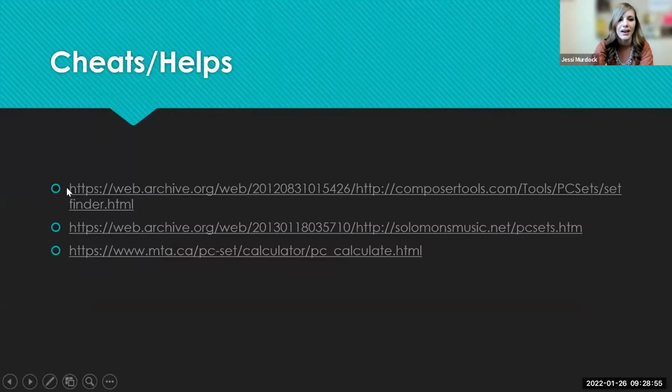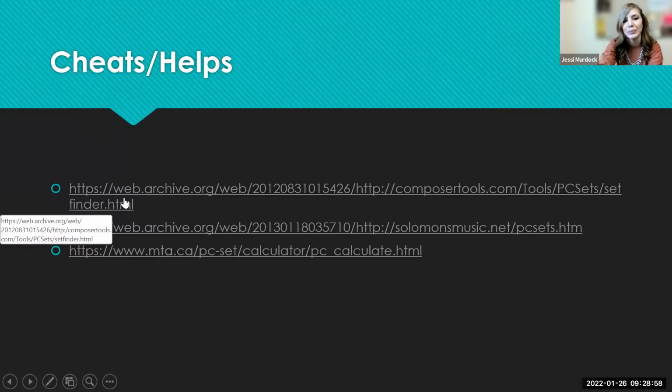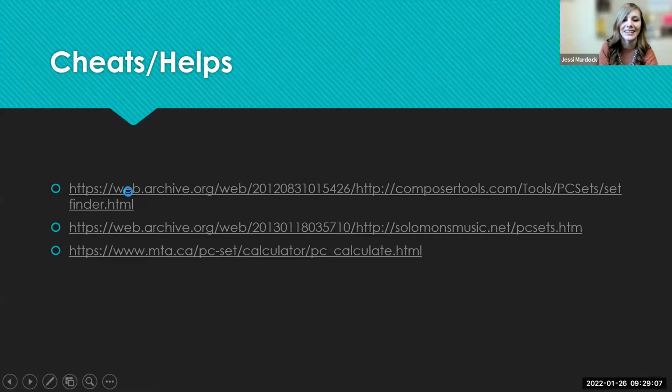Okay. Now there are things that you can use to help, cheat almost. And I'll put these in a separate place on iLearn so that you can find them. But I will show you what they look like. So if you made up a set, let's say that my set has the pitches D and then F and F sharp. How about that? So it automatically figured out that its prime form is 0, 1, 4.